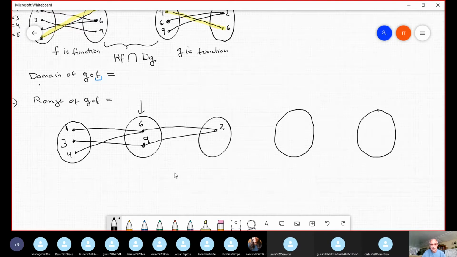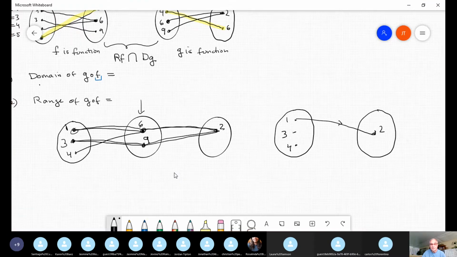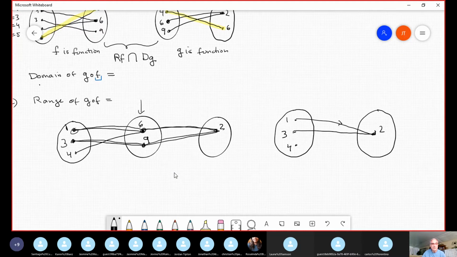set. We have 1, 3, 4, sorry, and 2 here only. So you see the trajectory, 1 associated with the 6 and 6 associated with the 2. But directly in one shot, 1 is associated with the 2. 3 is associated with the 9. Finally, it is associated with the 2 again. And 4 is associated with the 6. Definitely it is associated with the 2 again.